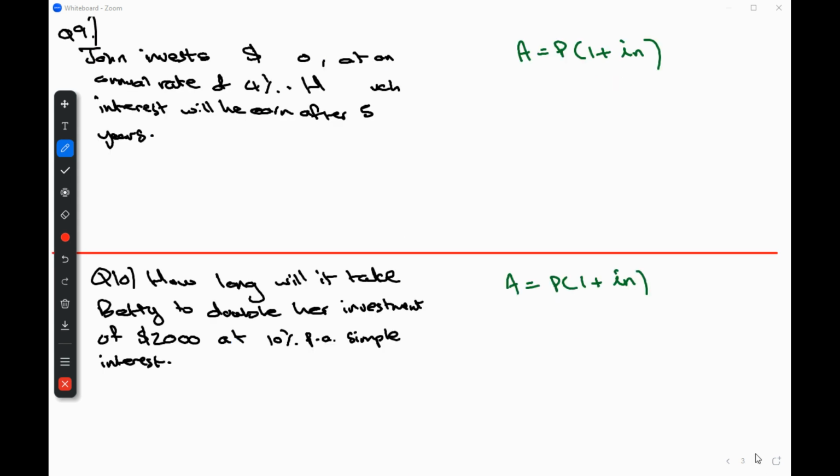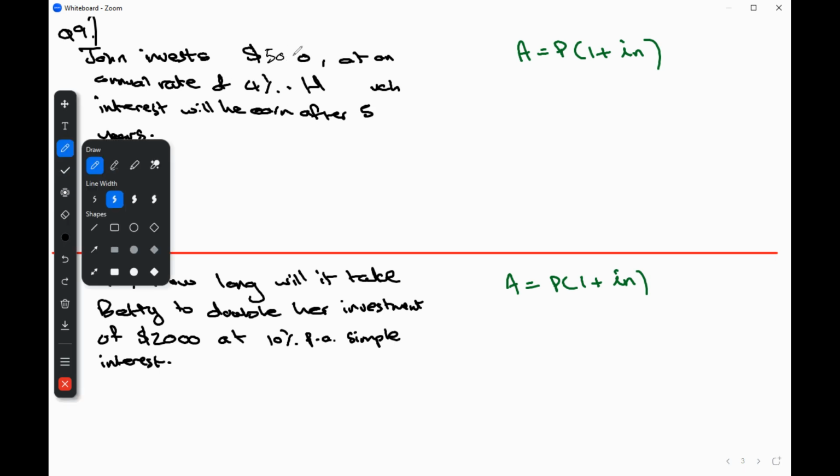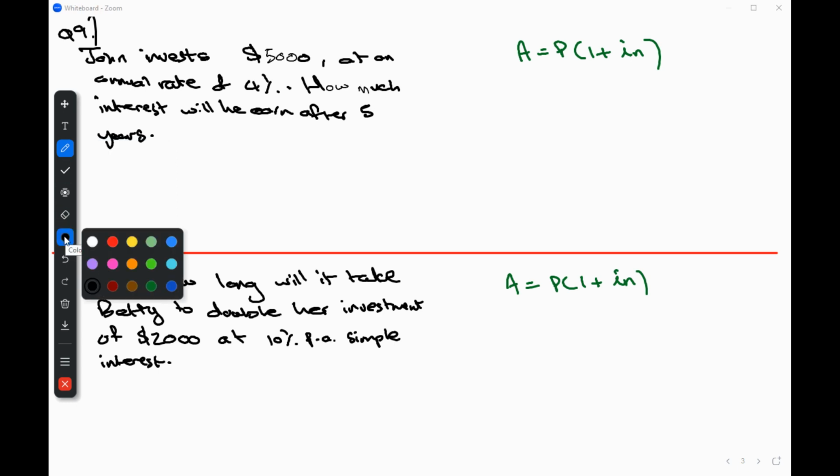Alright, this is a simple interest formula. What you have to remember here is that, by the way, John is investing. There's an amount that's being removed here. It's supposed to be $5,000. Okay, so that's $5,000 here. Let me just erase that. This is supposed to be $5,000. And how much interest will he earn after 5 years?